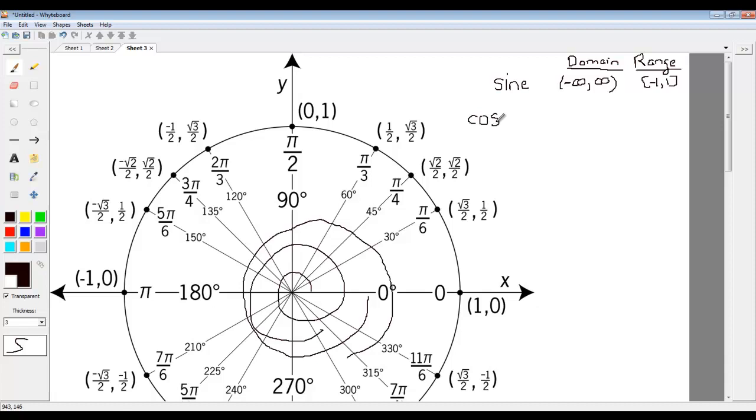Cosine, you can do a similar study. Cosine's all the x values. You can go around the circle counterclockwise as many times as you want. You can go clockwise as many times as you want. You can always use these reference angles, or reference arcs, to help you find your cosine values. So your domain is -∞ to infinity. But your range, looking at your x's, you've got a 1 here, a -1 there, and then you can include everything in between. So the range is also -1 to 1.